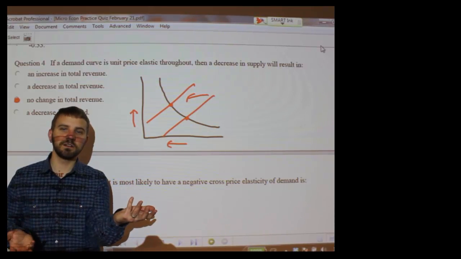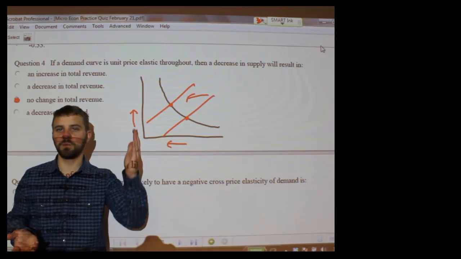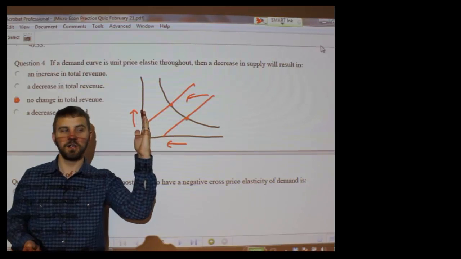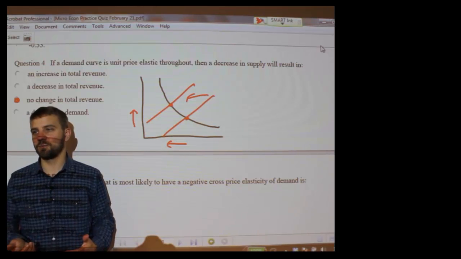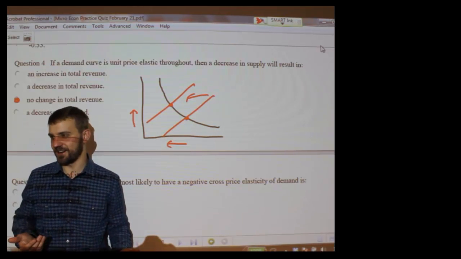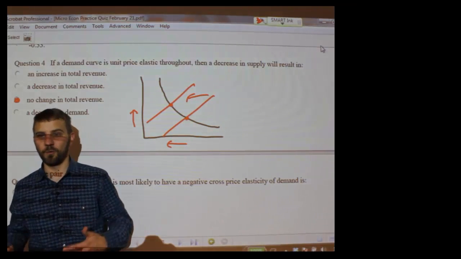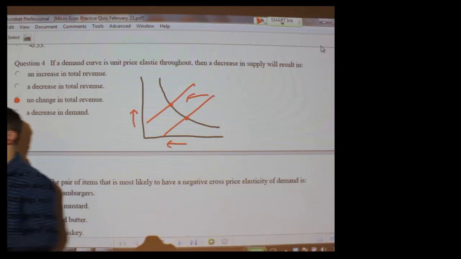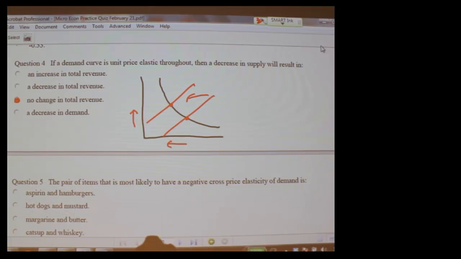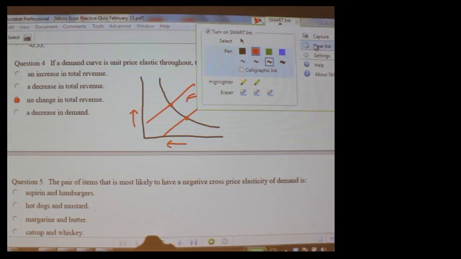Now in the real world, just like it's unlikely for a good's demand to be perfectly inelastic or perfectly elastic, it's also unlikely for it to be exactly unit elastic, right? It's usually going to be either greater than 1 or less than 1 in absolute value, not exactly 1. So this is a bit of a special case, but nonetheless, that is what's going on in this question.